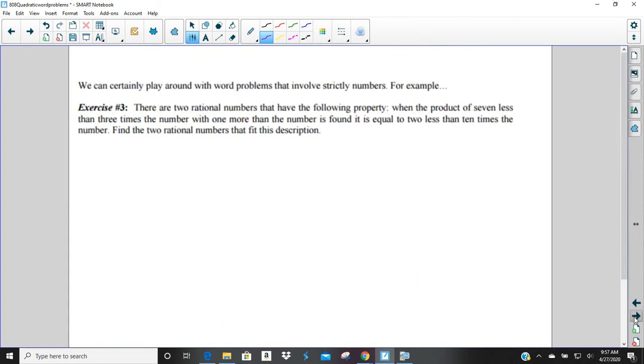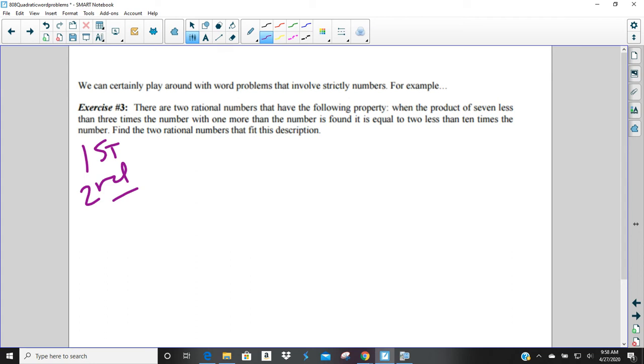So now we can have problems where there's no pictures, and we now start writing some let statements potentially. There are two rational numbers that have the following property. When the product of 7 less than 3 times the number with 1 more than the number is found, it is equal to 2 less than 10 times the number. Find the two rational numbers. So I'm going to write the first number. I'm going to write the second number. So remember, when I make a picture, that's my let statement. When I don't have a picture, I have to do a let statement.